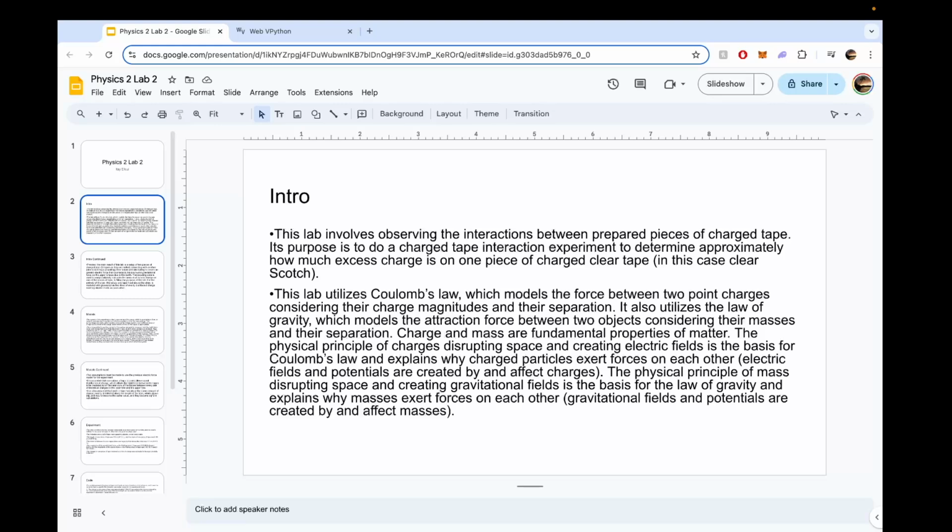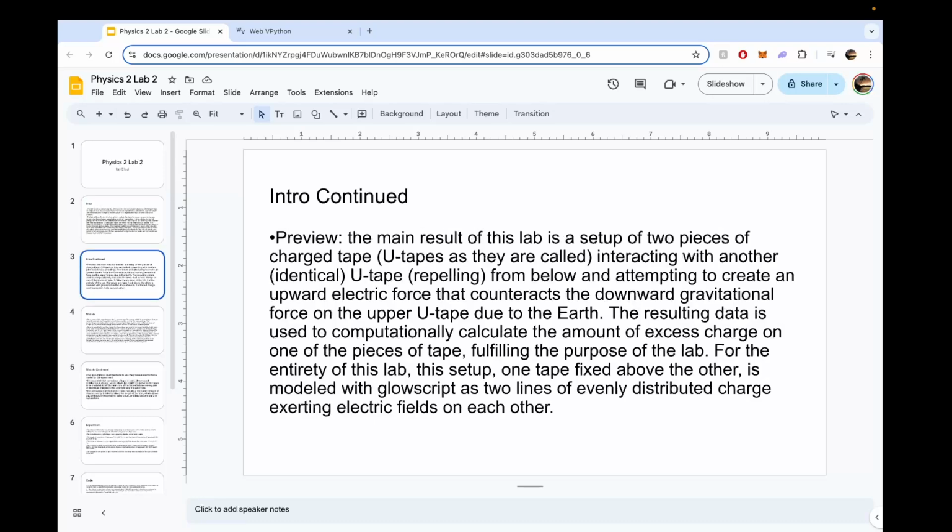piece of charged clear tape. This lab utilizes Coulomb's law, which shows how charge models the force between two point charges, and it uses the law of gravity to explain the attractive force between two masses.